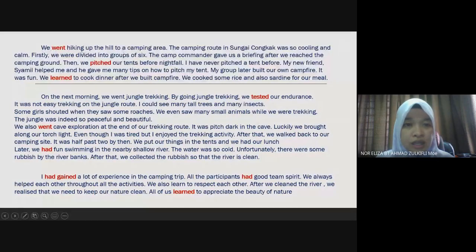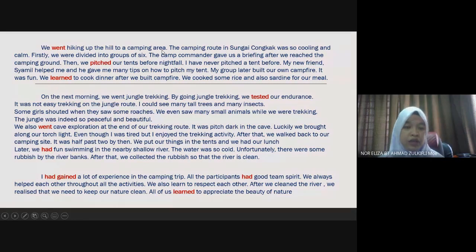We went hiking. The one that I have the verb in red. But we have to add on. Why do we have to add on? Because we need to elaborate about what we did in the camping trip. Let me just start with the first paragraph. We went hiking up the hill to a camping area.